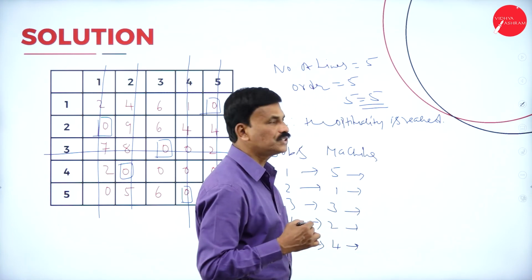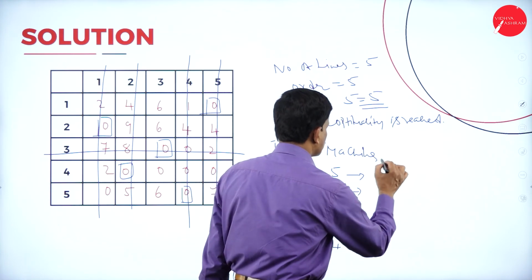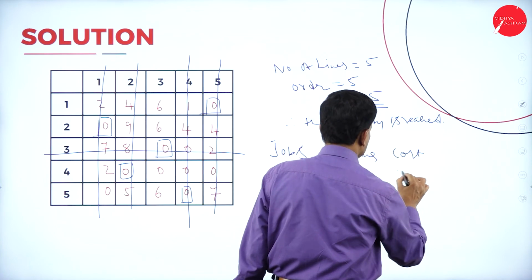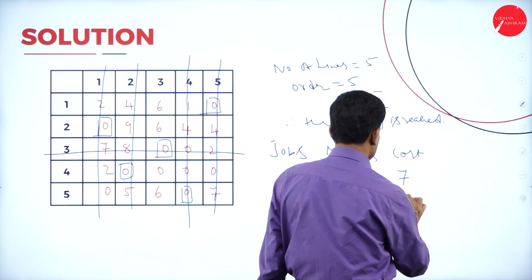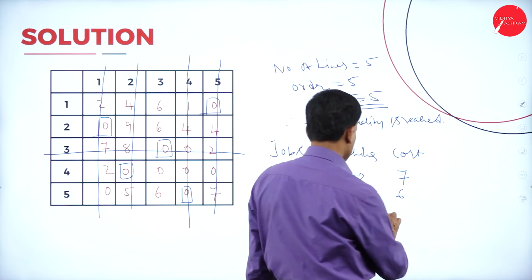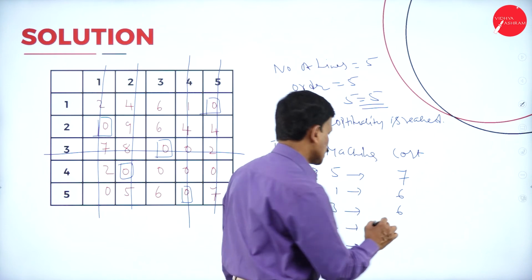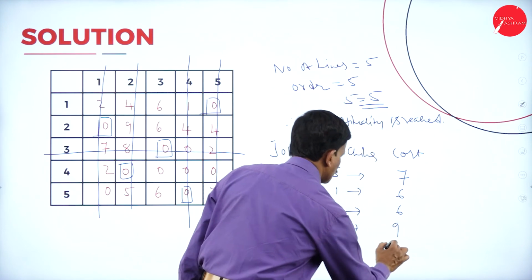What are the values? 1 to 5, it is 7. The cost is 7. 2 to 1, it is 6. 3 to 3 is also 6. 4 to 2 it is 9. And 5 to 4 it is 10.